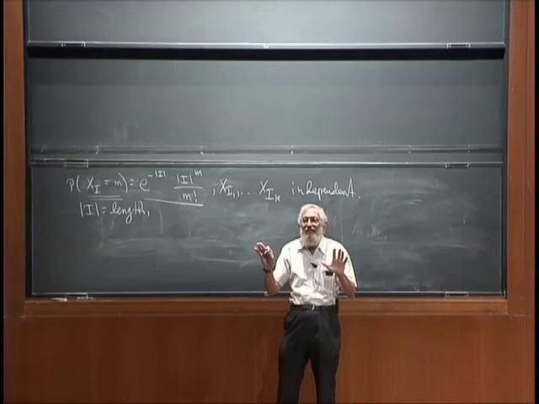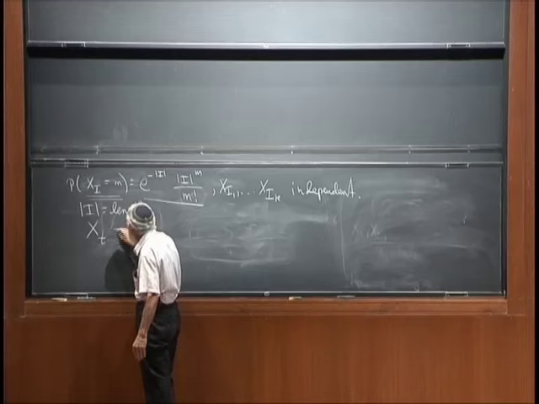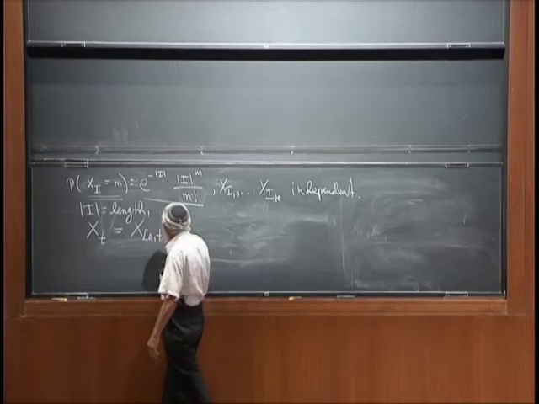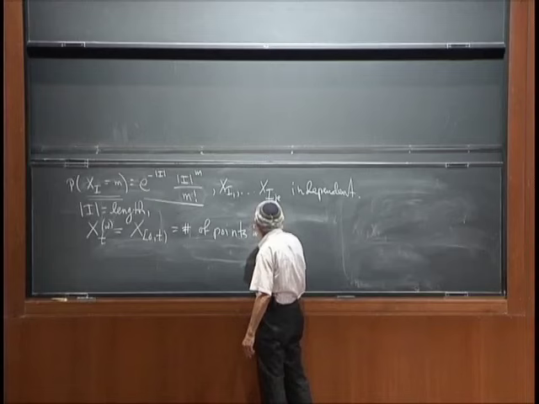Are there any questions about this? You can describe all of these random variables in terms of x sub t. This is the way it's often written, in the notation I've just given, x zero t. And this is simply the number of points in the interval zero t. Okay.